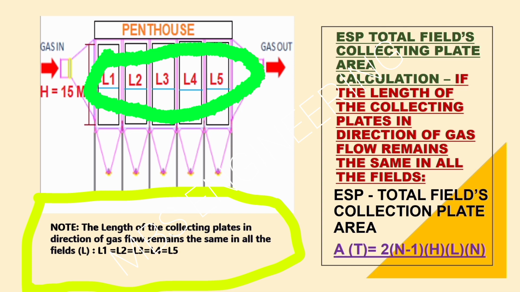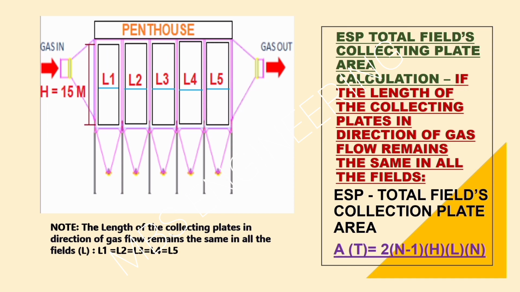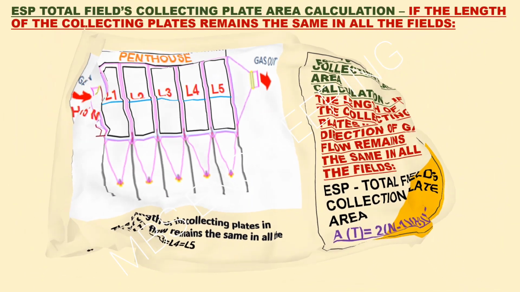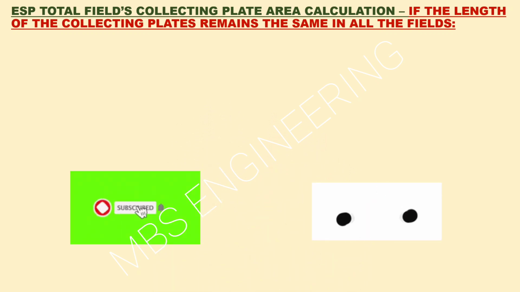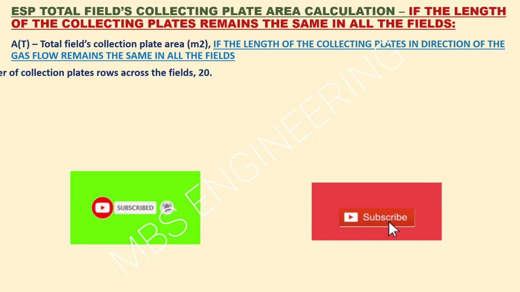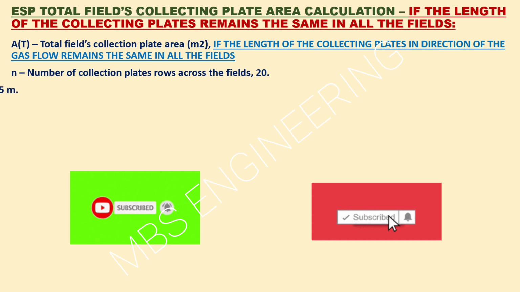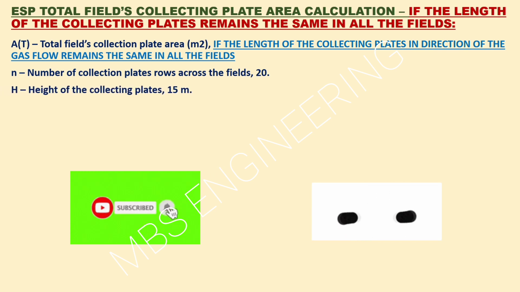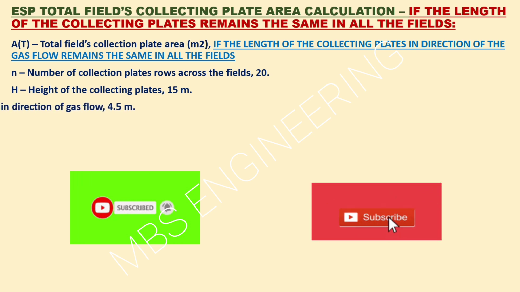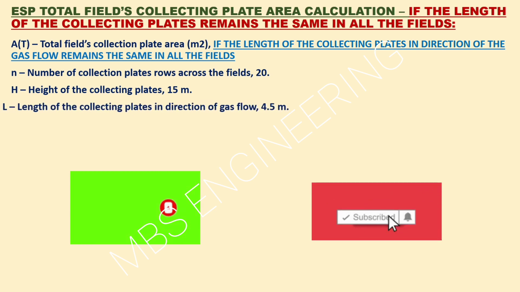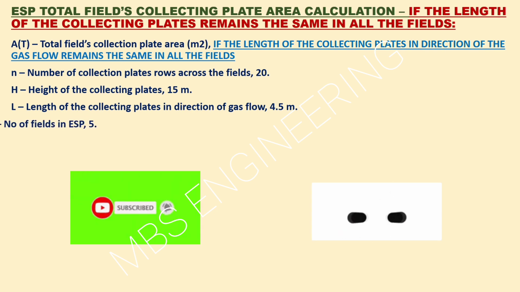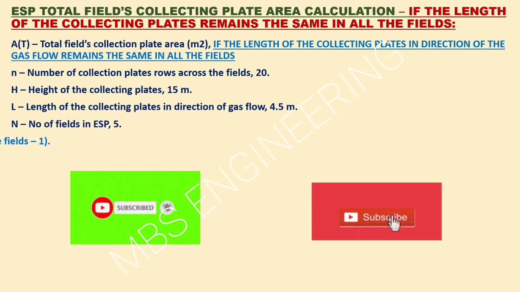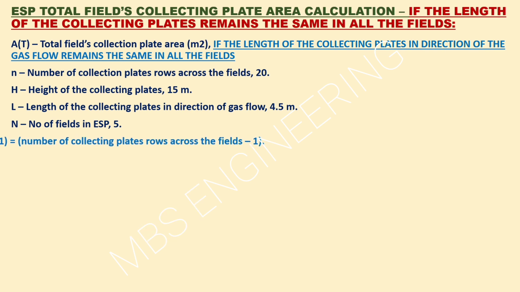Next, we are going to understand the ESP total fields collecting plate area calculation, if the length of the collecting plates in the gas flow direction remains the same in all the fields. Given data: N, the number of collection plate rows across the fields, is 20. H, the height of the collecting plate, is 15 meters. L, the length of the collecting plates in the direction of gas flow, is 4.5 meters. N, the number of fields in the ESP, is 5.